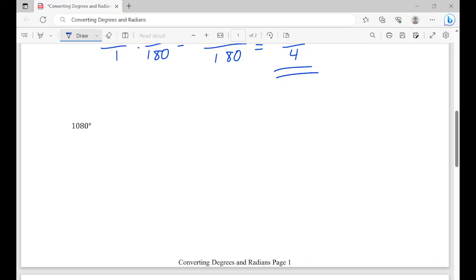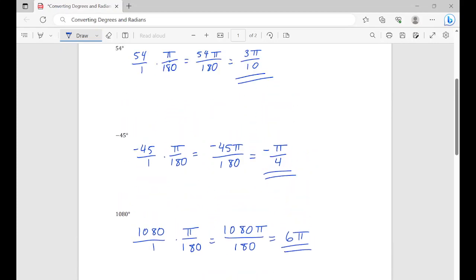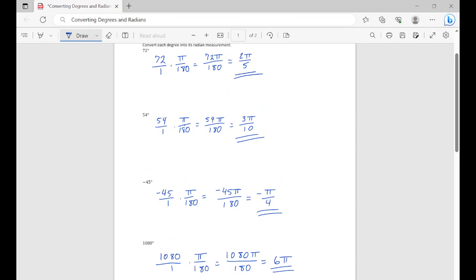And we can even do degree measurements that go multiple times around the unit circle, multiple revolutions. So 1080, we're going to do 1080 over 1 times pi over 180, which will end up just giving you 1080 pi over 180. And then when you simplify this down, you're going to end up getting 6 pi. And this is how you would convert degree measurements to radian measurements. Just multiply by pi over 180 and simplify.